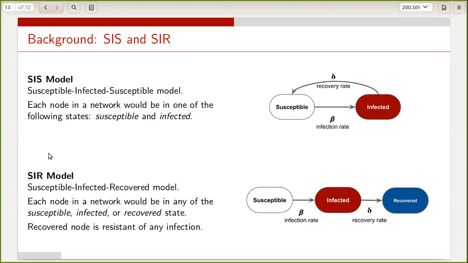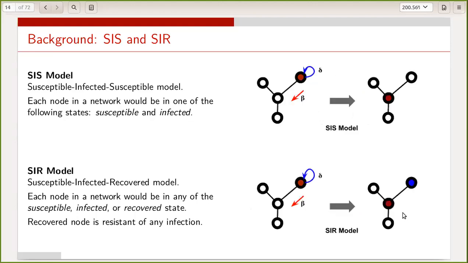The second model is called the SIR model. The SIR model is the same as the SIS model, but every infected user, after recovering, becomes resistant or immune to any infection. So it will not be infected again. In the first one, after recovering and becoming susceptible, it can become infected again. But in the SIR model, after it has recovered, it is resistant to any infection in the future, to any hoax in the future.